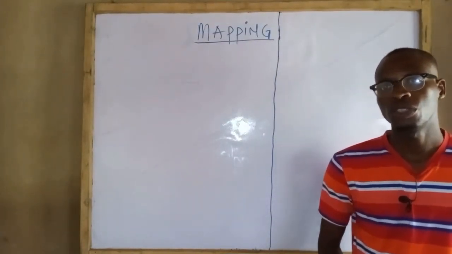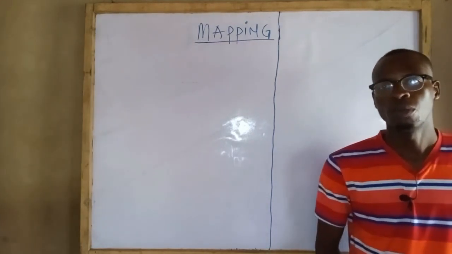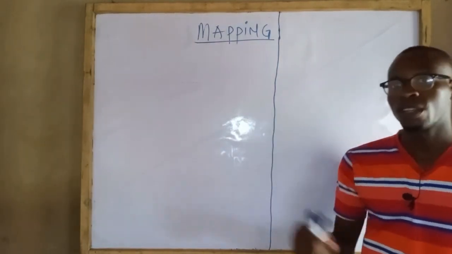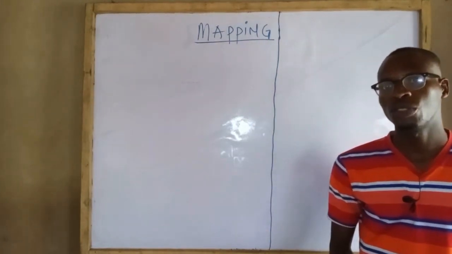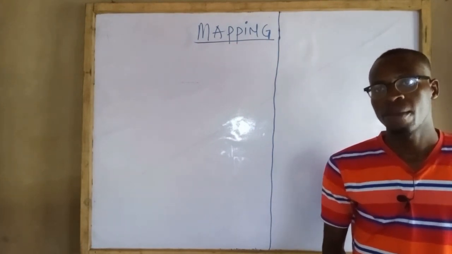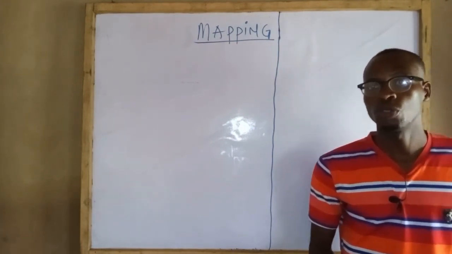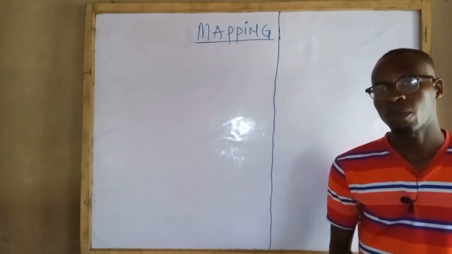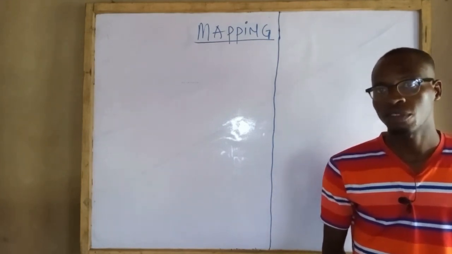Today we shall continue our class on MAT111, but the topic for today is mapping. What is mapping? Mapping is an association or a relation between two sets. There are basically 6 types of mapping, but I'm going to be explaining just 5 for today.